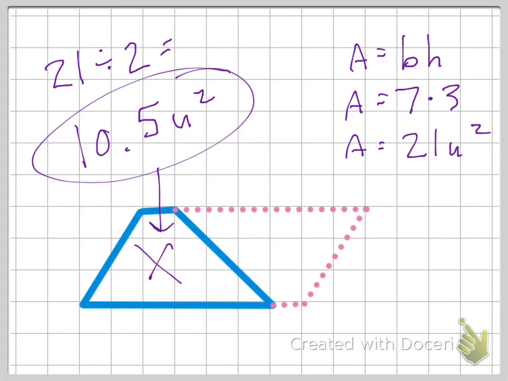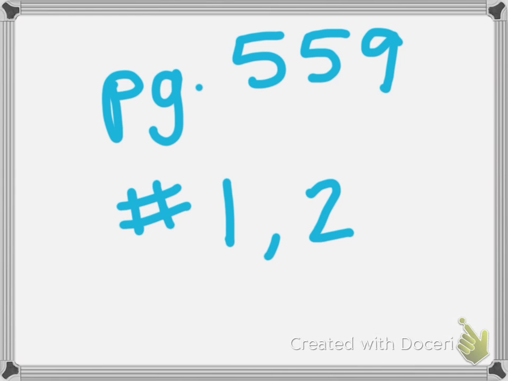So what you're going to do now with a partner is go to page 559 in your folder, and you'll see that there are 2 problems that show a trapezoid on grid paper. What you're going to do is the same thing that I did. You're going to turn each trapezoid into a parallelogram, find the area of the whole parallelogram, and then cut it in half. When you're done, Mr. Lovering is going to call some of you up to show your classmates how you found the area of just the trapezoid. Good luck.